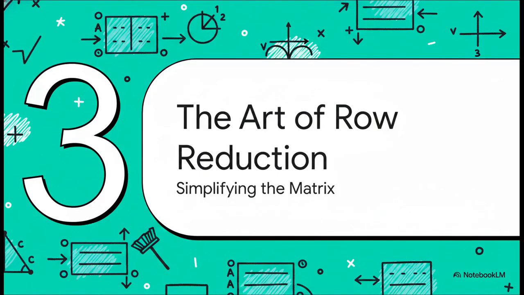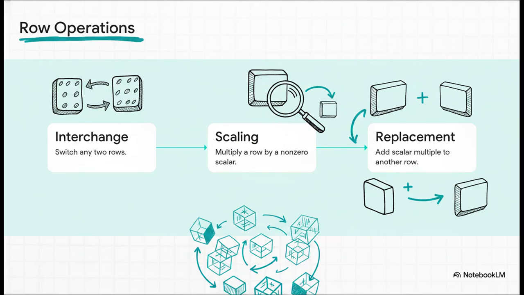Which brings us to part 3, the art of row reduction, simplifying the matrix. Now that we have our data neatly organized, how do we act as the cleanup crew to process it and find our solution? We use 3 remarkably simple moves to systematically simplify things. 1, we can interchange or swap any 2 rows. 2, we can multiply a row by a non-zero number, scaling it up or down. And 3, we can add a scalar multiple of one row to another.